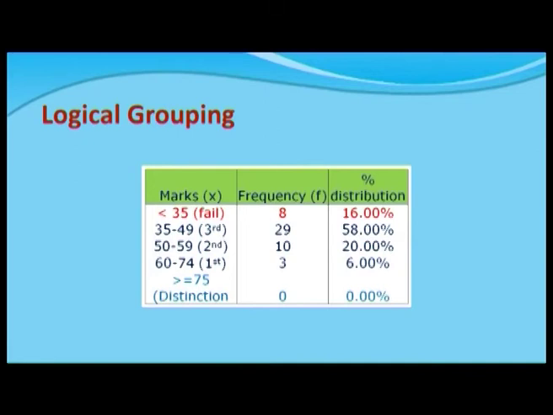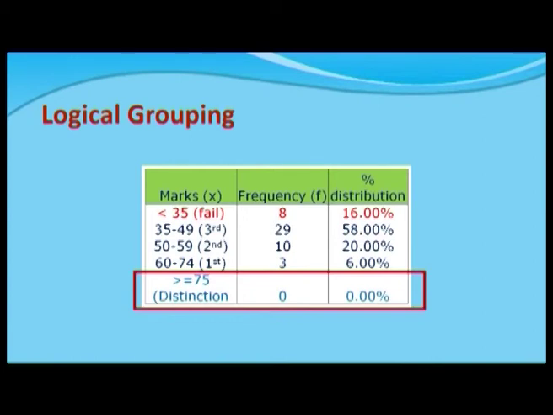Here, we use a simple logic for grading the students and classifying them as per the university graduation class or ranking. Marks less than 35 is considered as fail. Marks between 35 and 50 is considered to be third class. Marks between 50 and 59 is considered to be second class. Marks between 60 and 74 is considered to be first class. And marks greater than or equal to 75 is distinction.